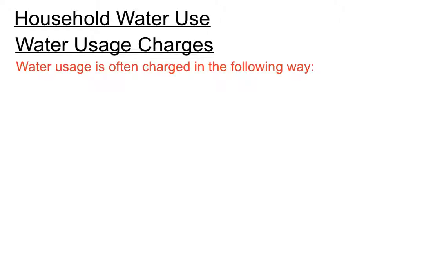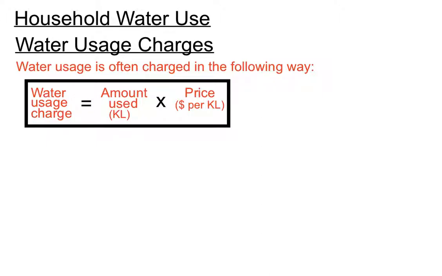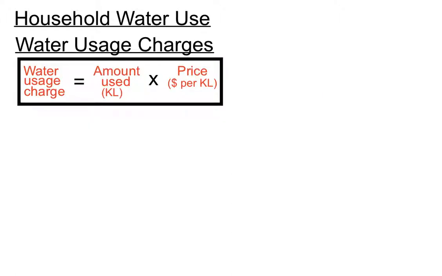Water usage is often charged in a water bill in the following way. Water usage charge, the amount charged to the customer, is based on the amount of water used in kilolitres multiplied by the price per kilolitre. So we'll usually be given 2 out of the 3 items in this little scenario here, and we'll have to do a little rearranging at times to get the item we want on its own, just using the solving of equations techniques. So let's have a look at an example.